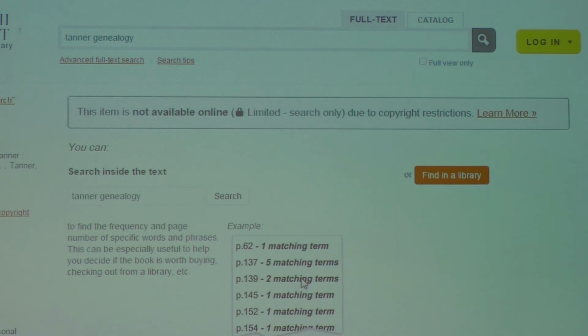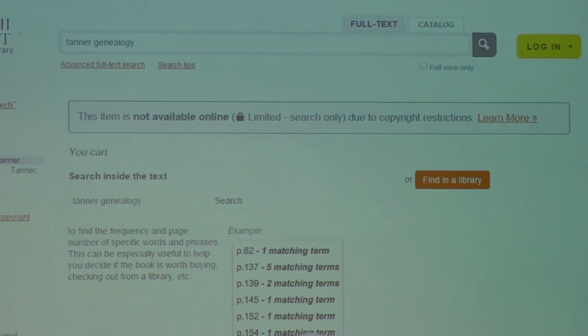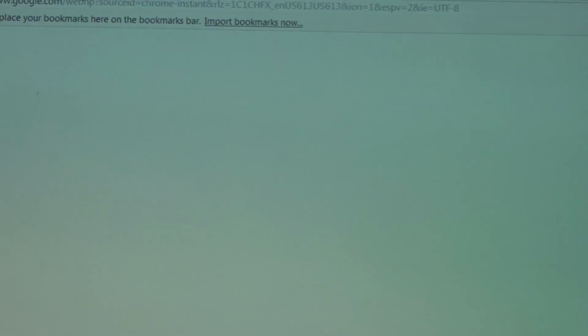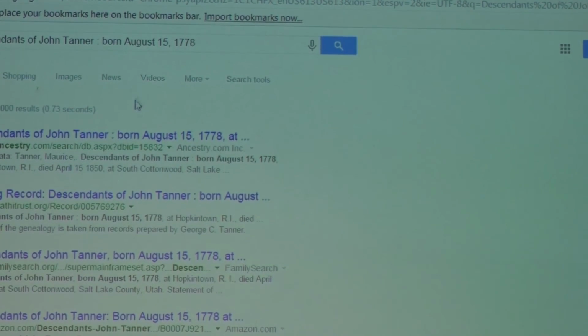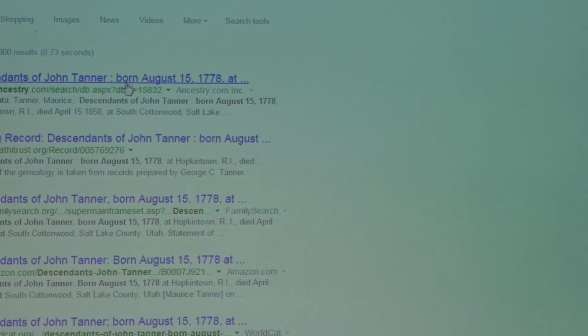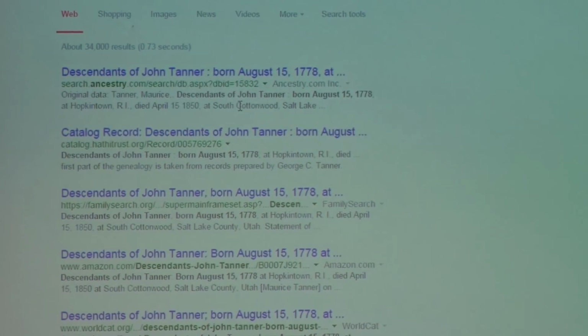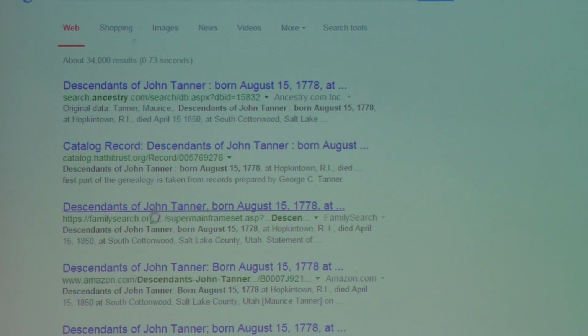Well, copyright law is a little more complicated than that. And even though this says it's protected by copyright, I don't ever believe that. So I would copy that title once again, come up here to Google, put in part of the title of the book, and see how many other places have the book. Well, here's Ancestry with a full copy of the book. And here's the Internet Archive, and here's FamilySearch with a copy.